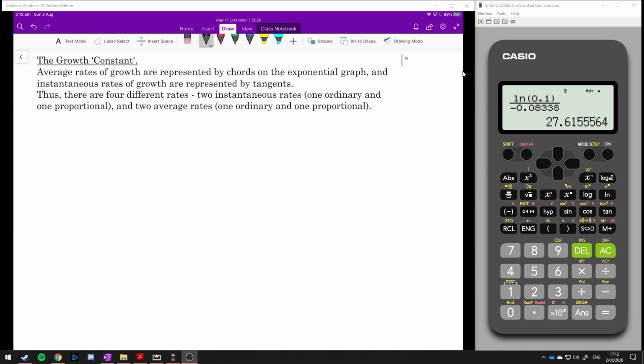So what this does is it gives us 4 different types of rates. So 2 instantaneous rates, 1 ordinary instantaneous rate, and 1 proportional, so basically based on a proportion of the exponential amount. And 2 average rates, 1 ordinary and 1 proportional as well.